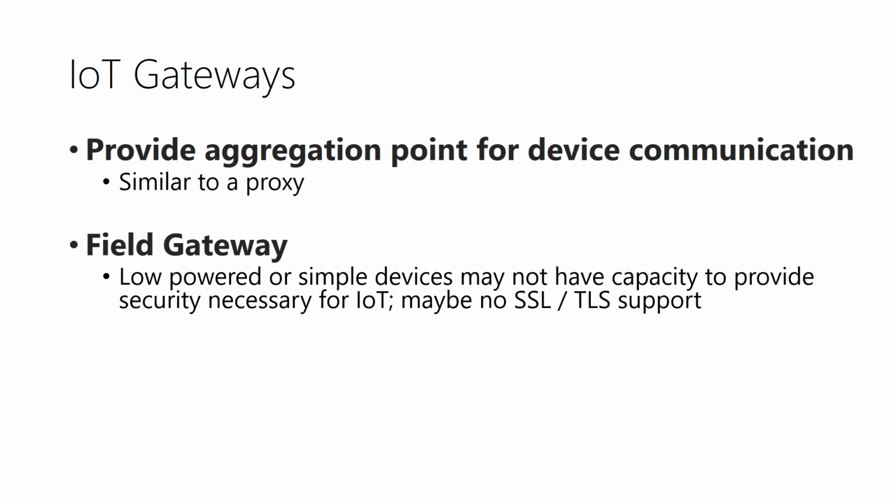So the first is a field gateway. This can be helpful in connecting low-powered or simple devices. A scenario this can especially be helpful for is maybe you have an IoT device that does not support encryption, or SSL or TLS encryption. Maybe it doesn't have the processing power to do it, or the platform just doesn't have it built in.